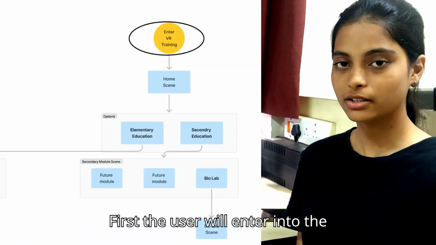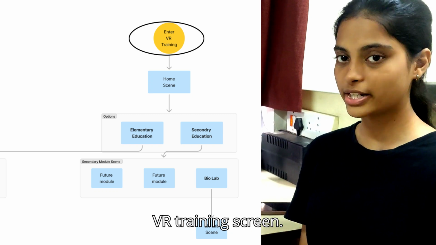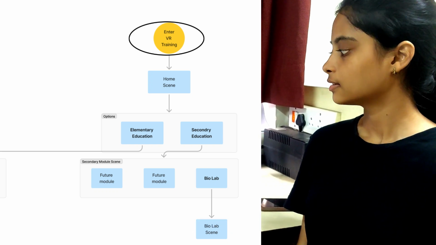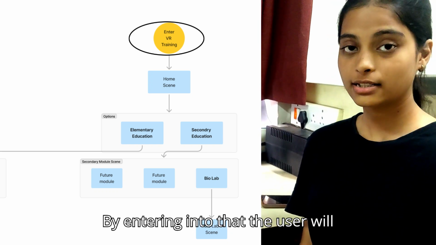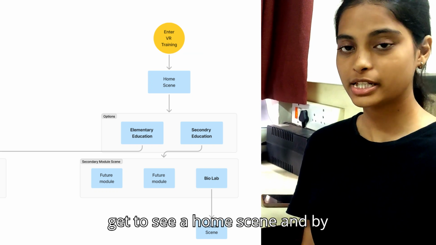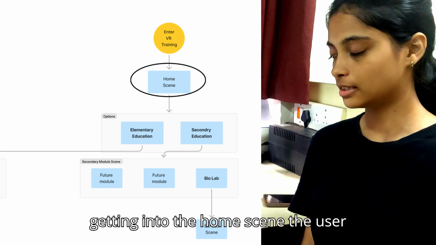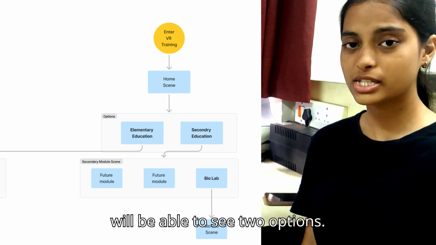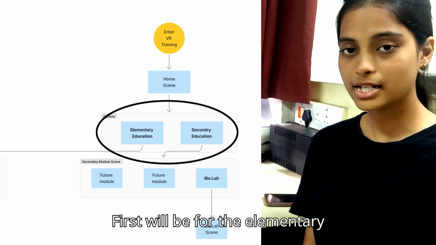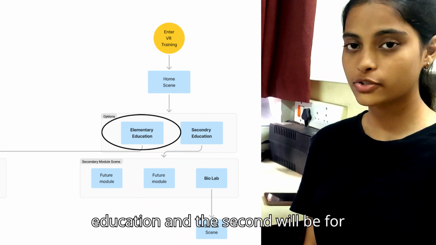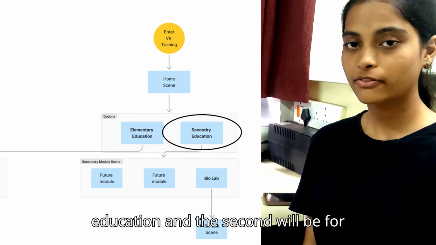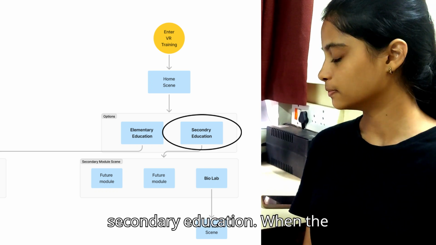First, the user will enter into the VR training screen. By entering into that, the user will get to see a home scene, and by getting into the home scene, the user will be able to see two options. First will be for the elementary education and the second will be for secondary education.